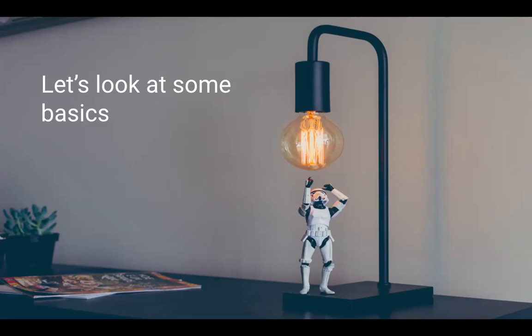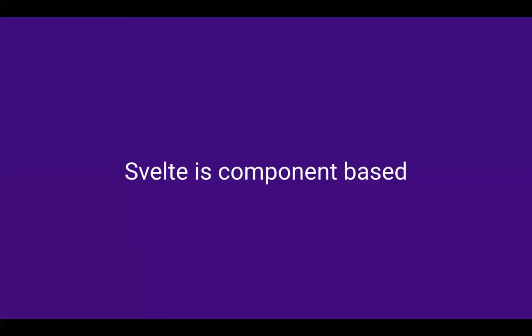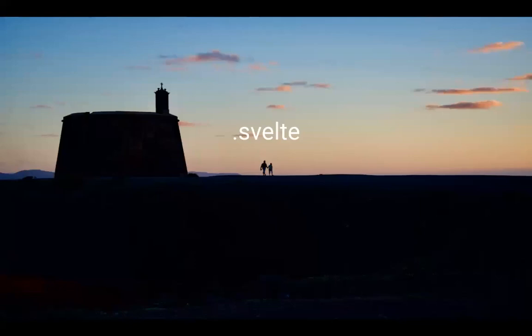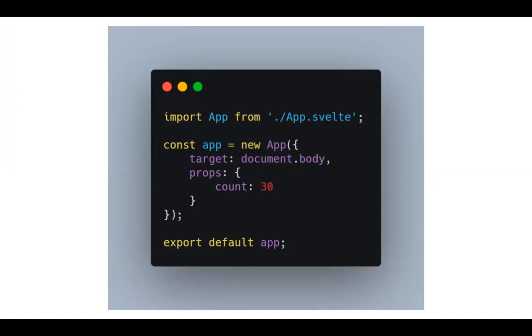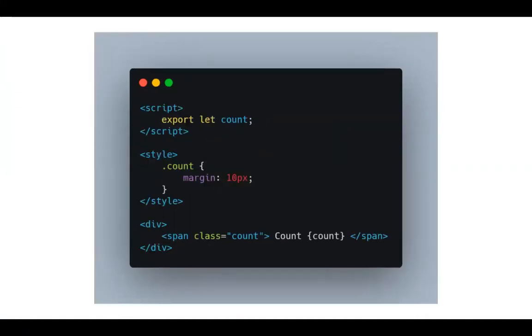So let's look at some of the basics with Svelte. Let's quickly walk through the basics. This is very similar to other libraries and frameworks like React and Angular. Svelte is also component based, and if you have used Vue, you will see a very similar templating mechanism. The file extension is .svelte, and this is the root of an application, app.svelte.